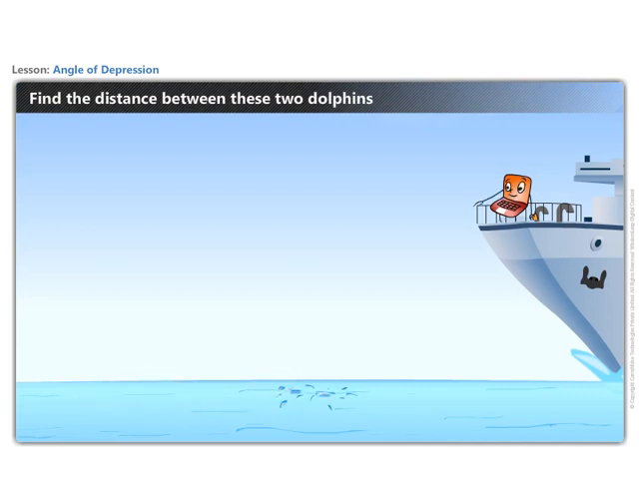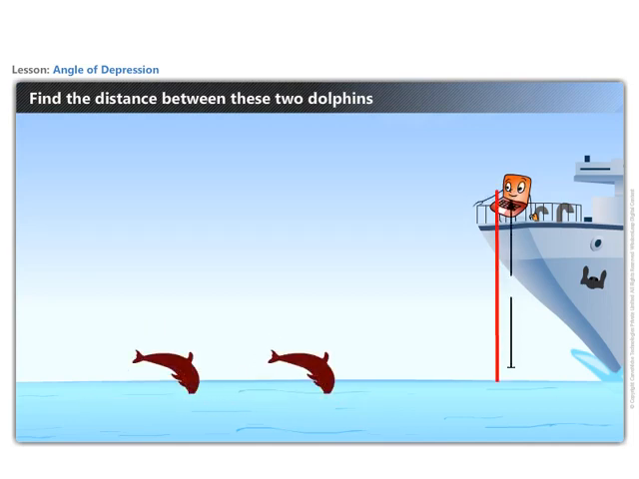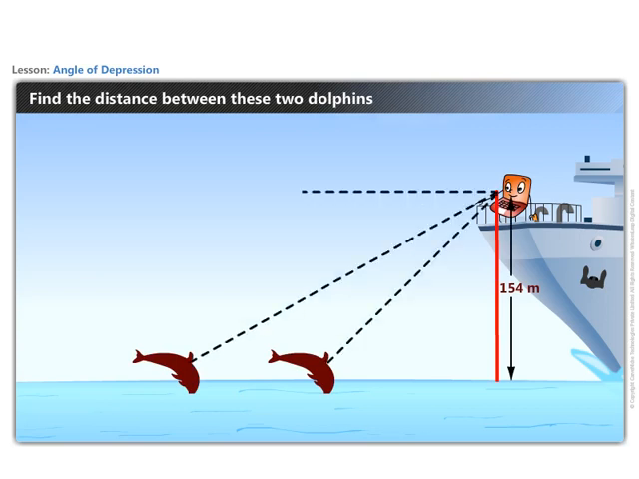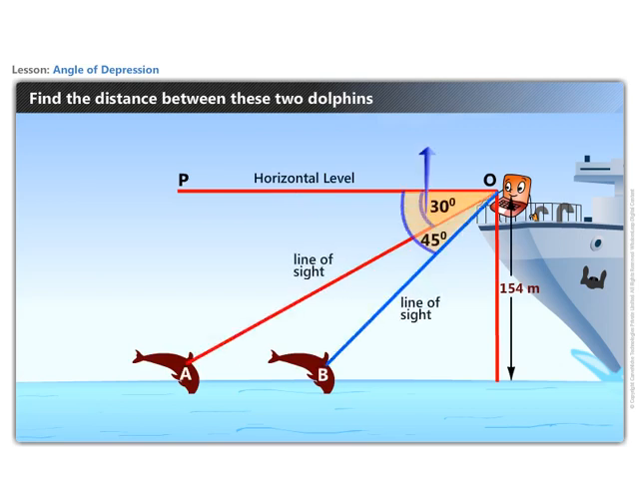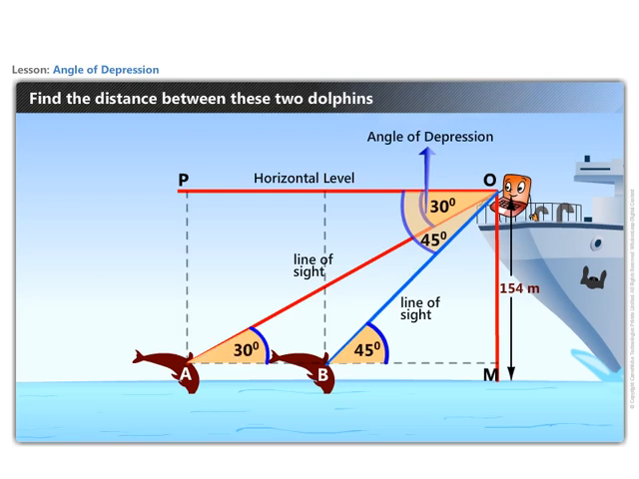YB is on the top deck of a cruise ship and observes two dolphins following each other directly away from the ship in a straight line. YB's position is 154 meters above sea level, and the angles of depression to the two dolphins are 30 degrees and 45 degrees. Find the distance between the two dolphins to the nearest meter.